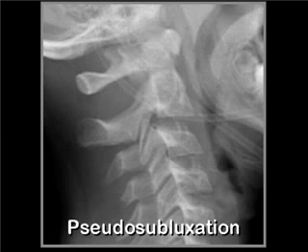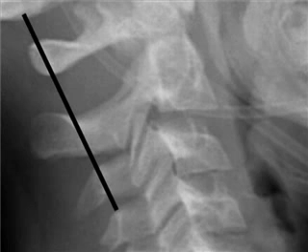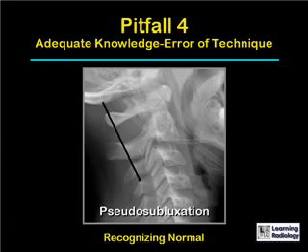The way that you can tell the difference between this and a true subluxation is to use something called the posterior cervical line, which is indicated by the black line, that connects the spinolaminar lines of C1 and C3 and completely intersects the spinolaminar line of C2. If the head were extended, there would be no pseudosubluxation. It would look normal.